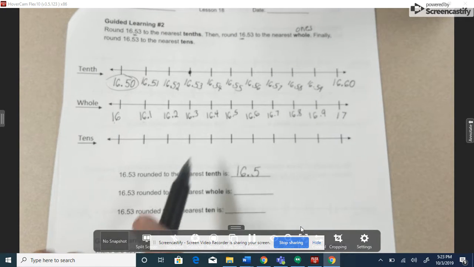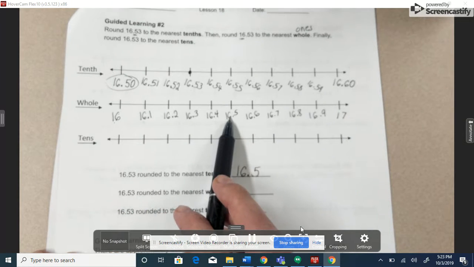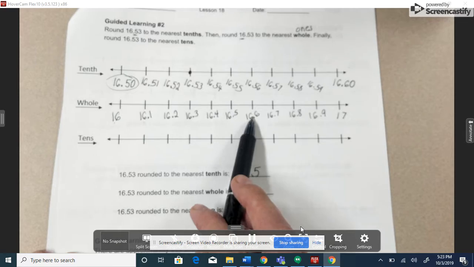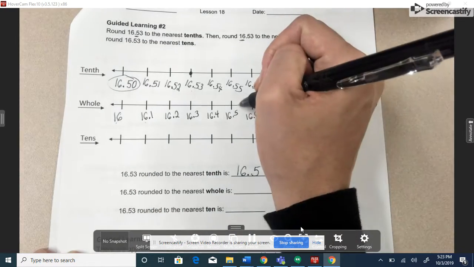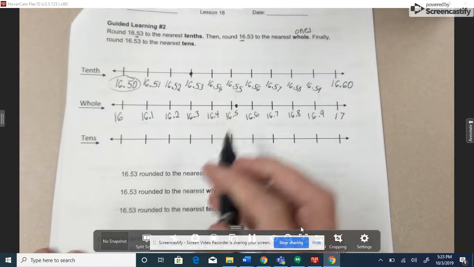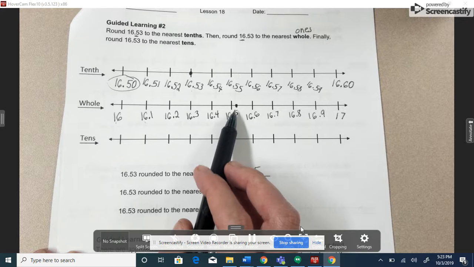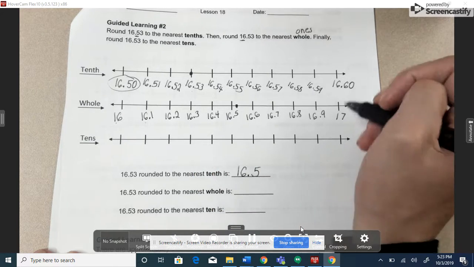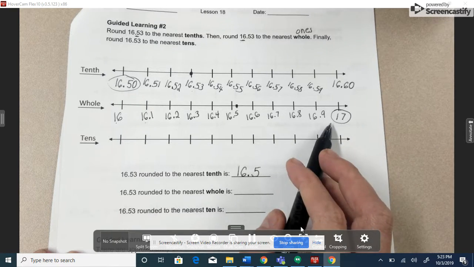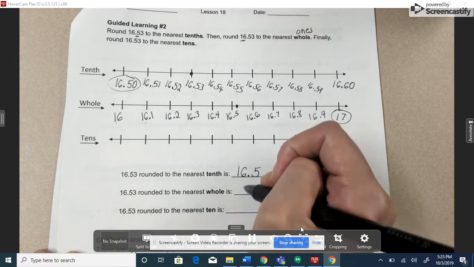Now I'm going to plot my number, 16 and 53 hundredths. I know it's between 16 and 5 tenths and 16 and 6 tenths. I also can see that from up here. So I'm going to go ahead and plot my number in between those two. And now I can see, even though it's close, 16 and 53 hundredths is just a little bit closer to 17. So 16 and 53 hundredths, when rounded to the nearest whole, or ones place, is 17.